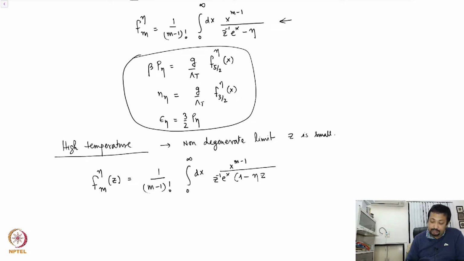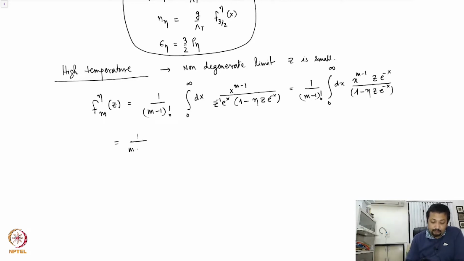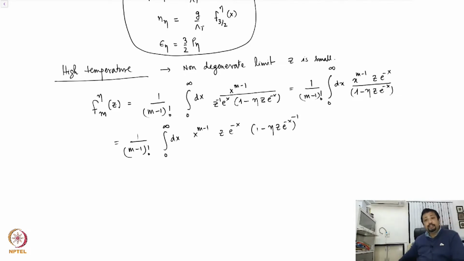This becomes 1 minus eta z e to the power minus x, which is 1 over m minus 1 factorial integral 0 to infinity dx x to the power m minus 1 z e to the power minus x divided by 1 minus eta z e to the power minus x, and this is 1 over m minus 1 factorial integral 0 to infinity dx x to the power m minus 1 z e to the power minus x times 1 minus eta z e to the power minus x raised to the power minus 1.